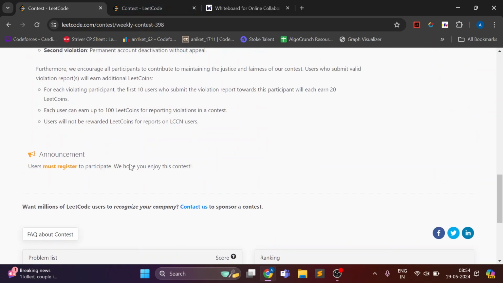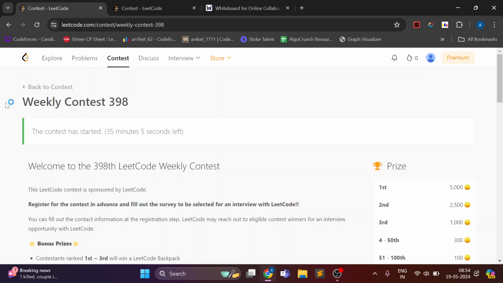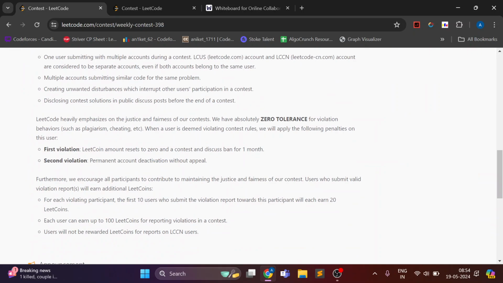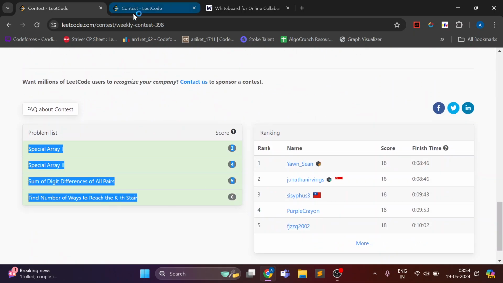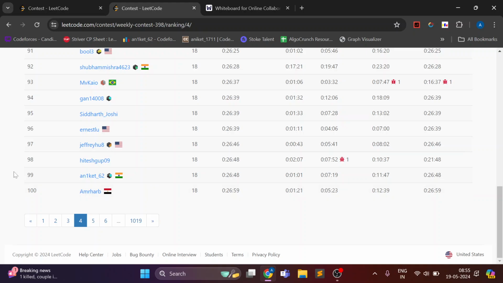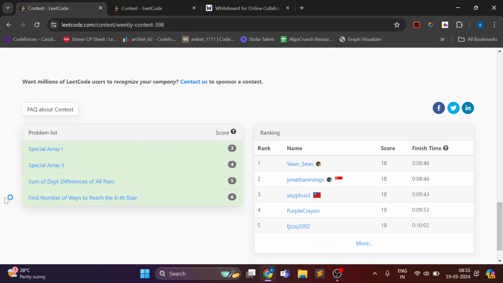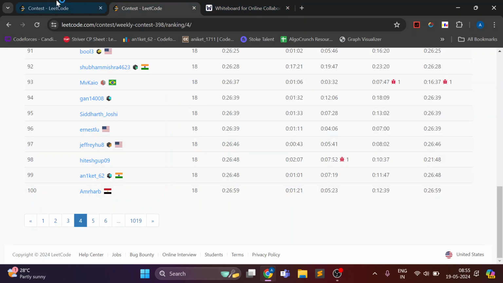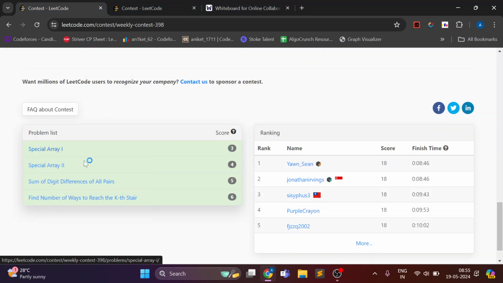So today we'll discuss the editorial for weekly contest 398 and I solved all four problems. I have a pretty decent rank today. I got 99 rank in global users except China, and I solved all four problems. The fourth problem is interesting. I would say it is a combinatorics problem. But first we'll see the first three problems.